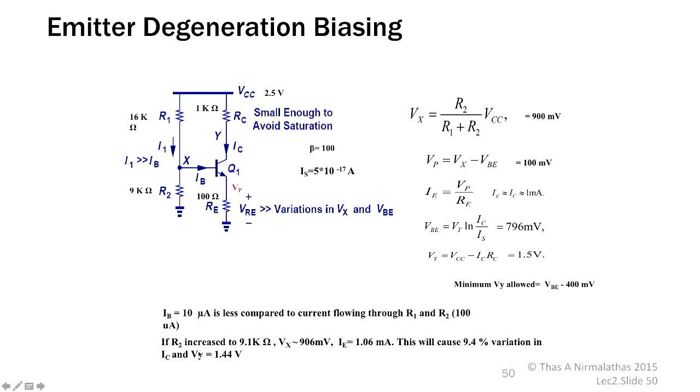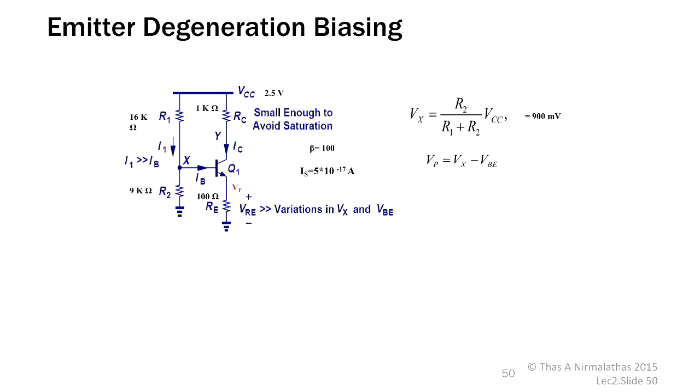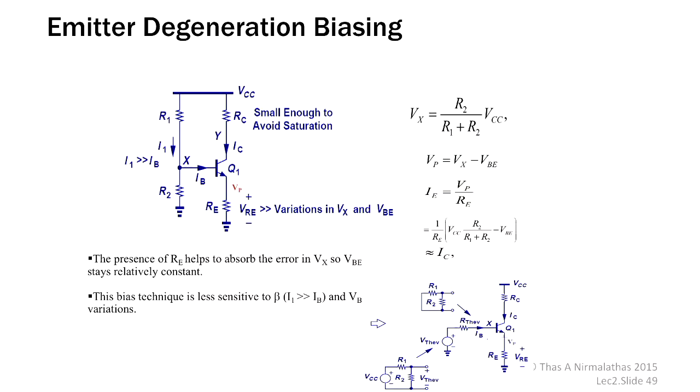And then your Vy will become only 1.44 volt. Now your Vy was equal to 1.5 volt. See, even though you increased R2 by 0.1, it did not affect much. In a few cases here, how much did it vary? 1.5, 1.44, only 0.06. But then if you go back here, in the previous case, this one also is less sensitive to beta, because we are taking only a small current here.